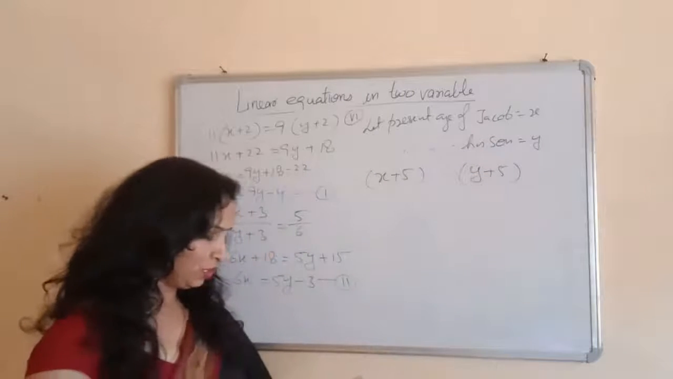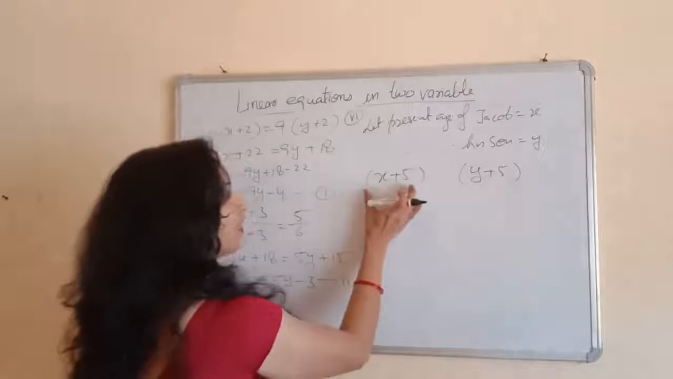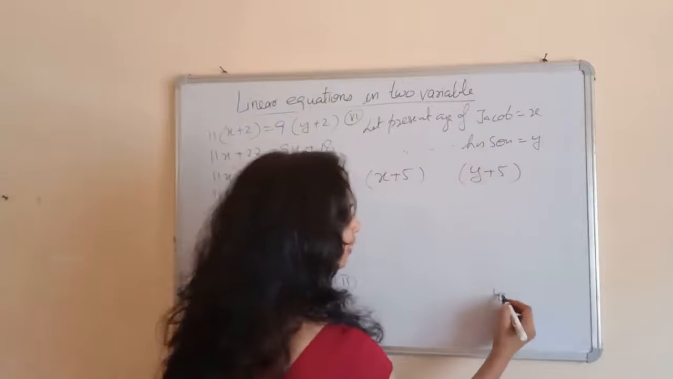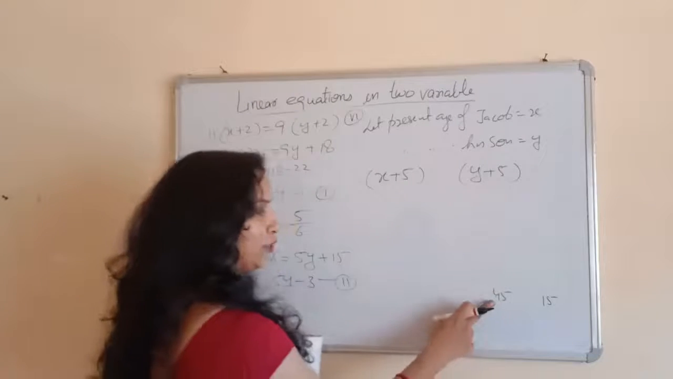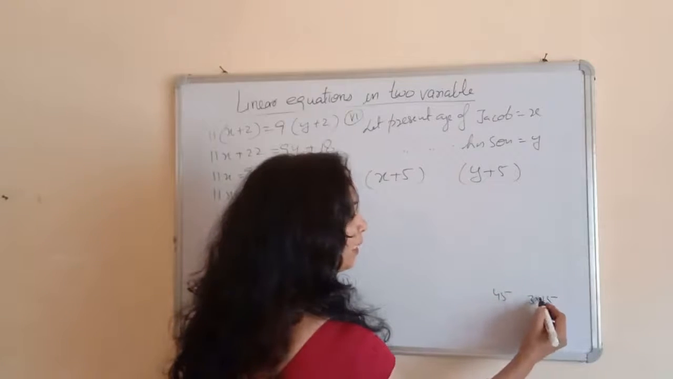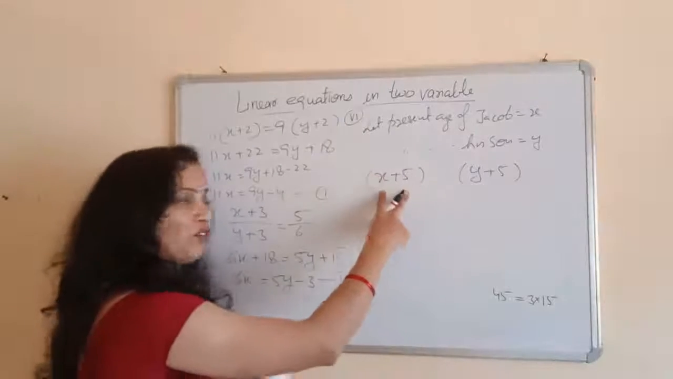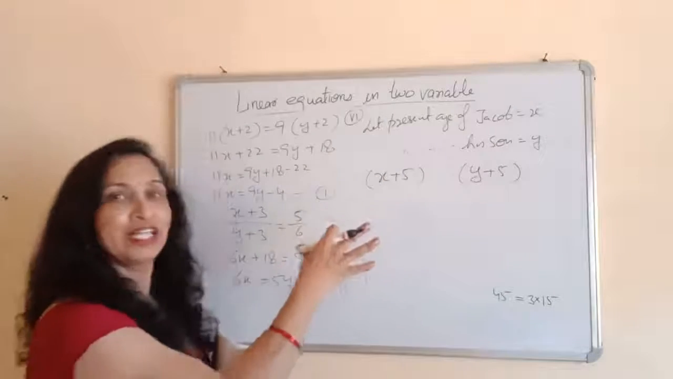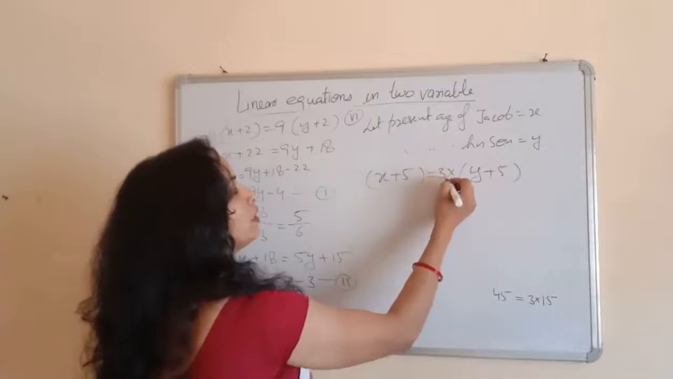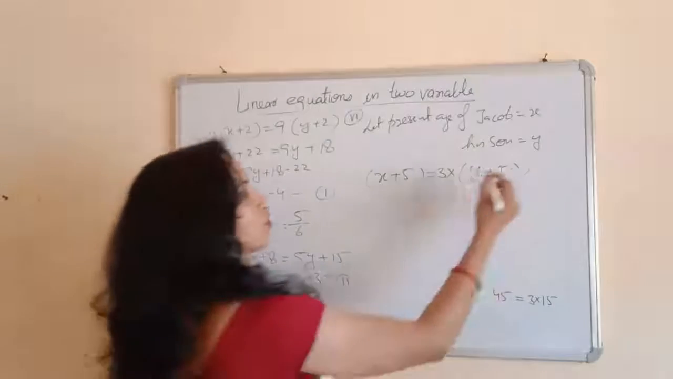So according to the question, Jacob's age will be 3 times that of his son. It means this value is 3 times that value. Suppose this is Jacob's age and this is the son's age, and I am saying this age is 3 times the other. To make both equal, what will you do? Multiply the son's age by 3 and both become equal. So Jacob's age is already 3 times that of his son, and we can make them equal by multiplying the son's age by 3. So this is the first equation.